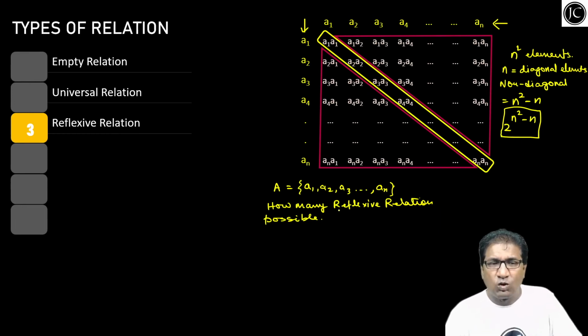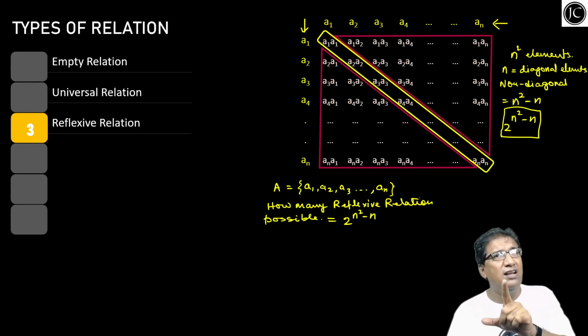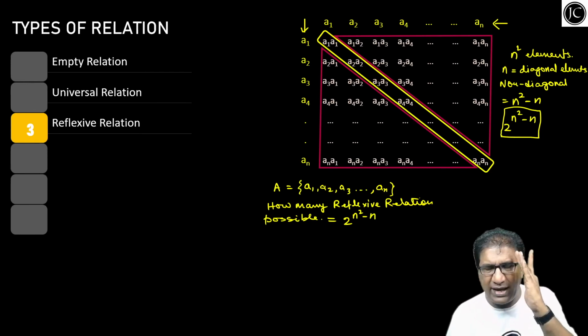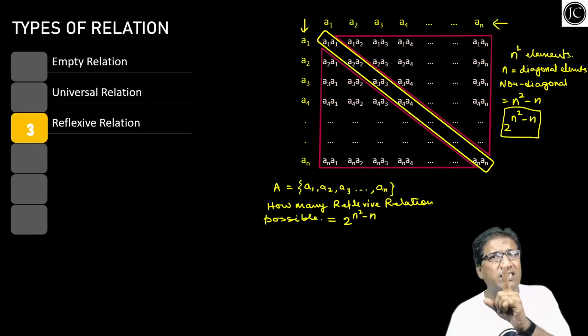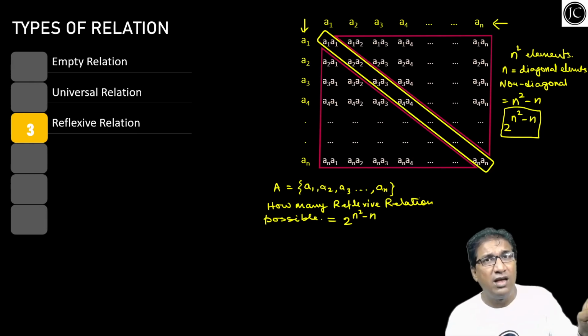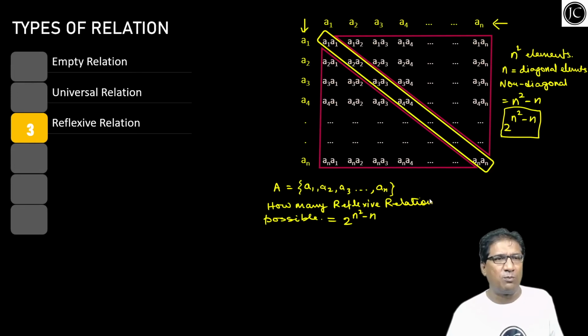It implies the total number of reflexive relations possible is 2 to the power n square minus n. Is it clear to all of you? Absolutely. Okay. Please do remember the total number of reflexive relations possible in a given set. It is very, very important from an entrance point of view.